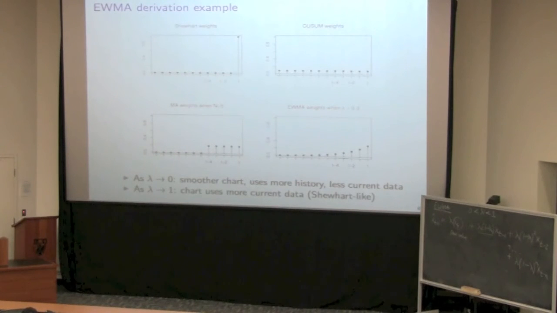Here's a great way to compare these four monitoring charts. The Shewhart chart gives a weight of 100% to the most recent data. The cumulative sum chart, which has infinite memory, gives a very, very small weight to every data point right back to time zero. A moving average chart gives equal weighting to your most recent n points, so n was 5, but 5 weights of 20% each. And an EWMA chart, here I've shown with lambda 0.3, gives a sort of declining weight. So it still has some sort of window on the data, but it gives more weight to the most recent data.